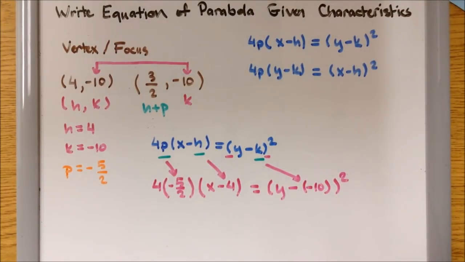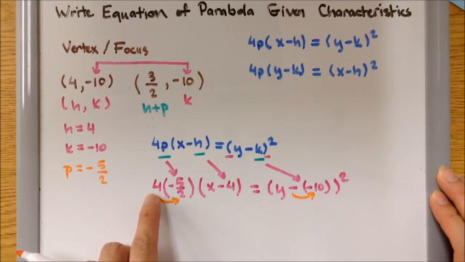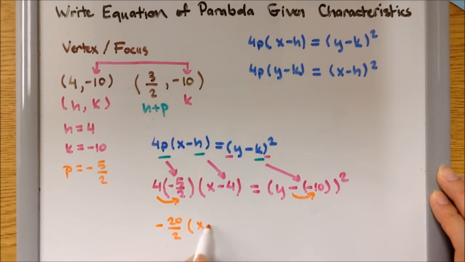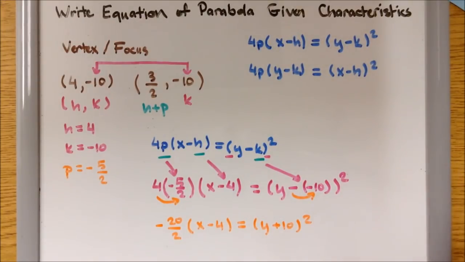Now, what I'm going to do is simplify. So I'm going to distribute the 4 to this fraction, and then I'm going to simplify minus negative 10 here. Everything else is pretty good. So here, 4 times negative 5 halves is going to be negative 20 halves, (x minus 4), equals y minus negative 10, which will be y plus 10, squared.